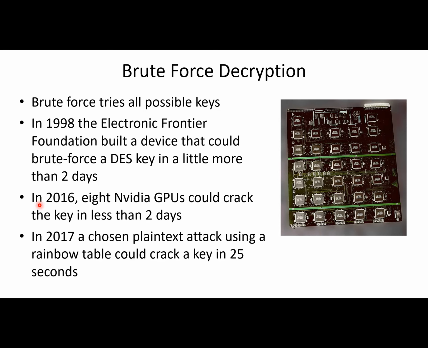So that was 1998. In 2018, somebody could do it at the same speed, but instead of using a special purpose computer, they just got a bunch of GPUs, NVIDIA video cards that you can buy, and ran it through the GPUs and did it in less than 2 days. Somebody did it in 25 seconds a couple of years ago using a rainbow table. A rainbow table is basically pre-computed solutions. We'll talk about that.